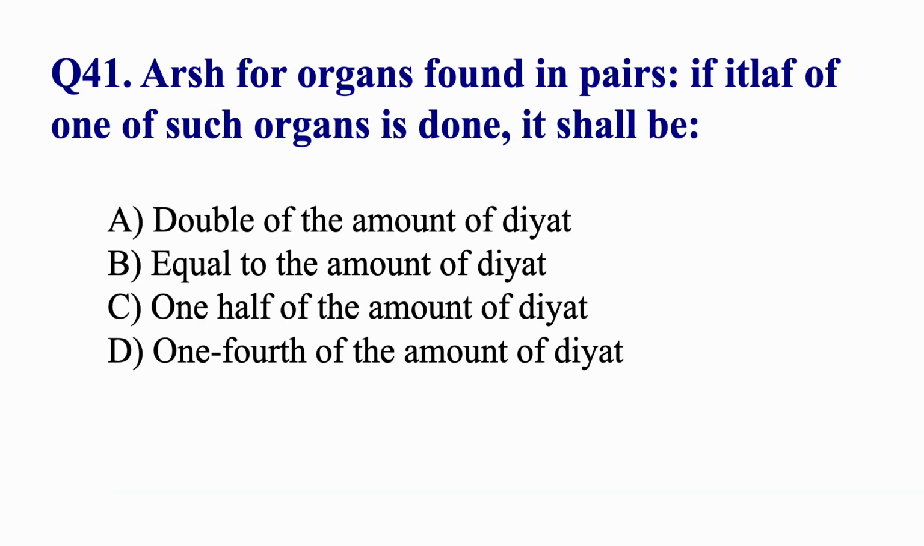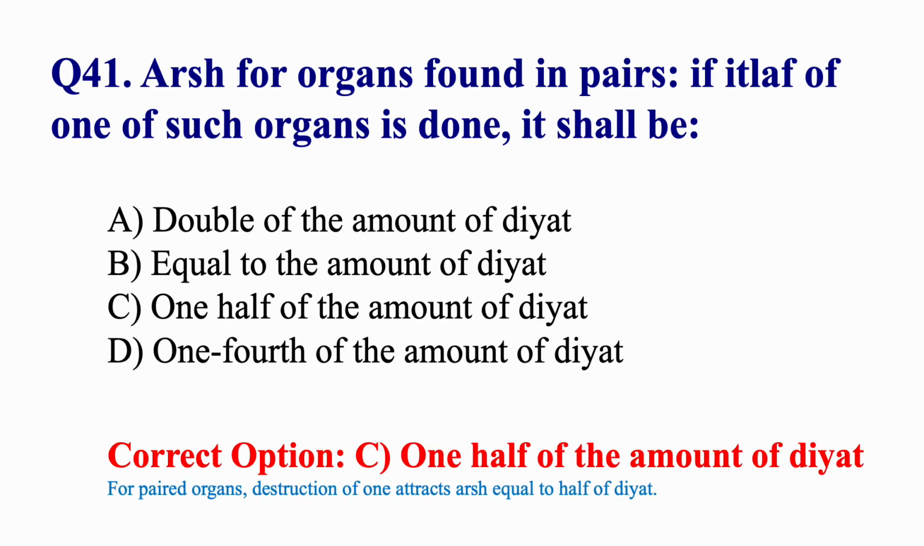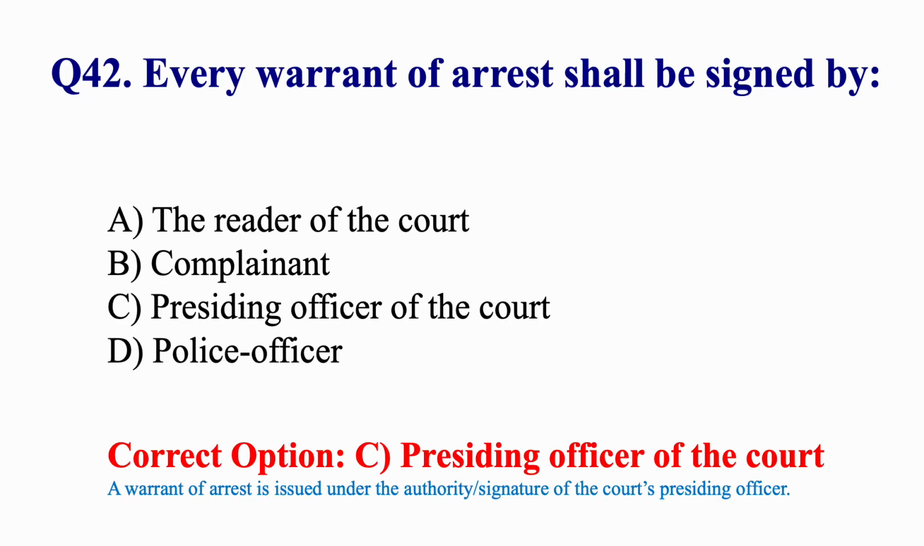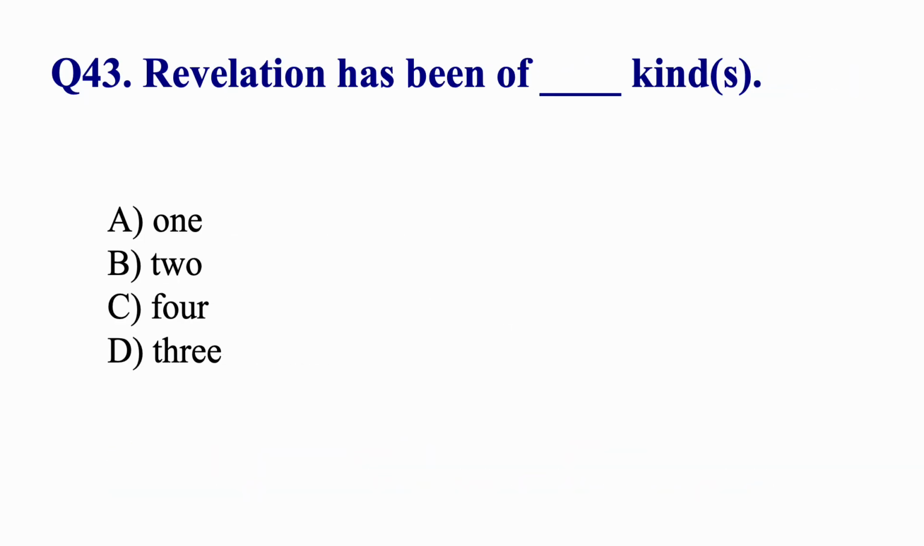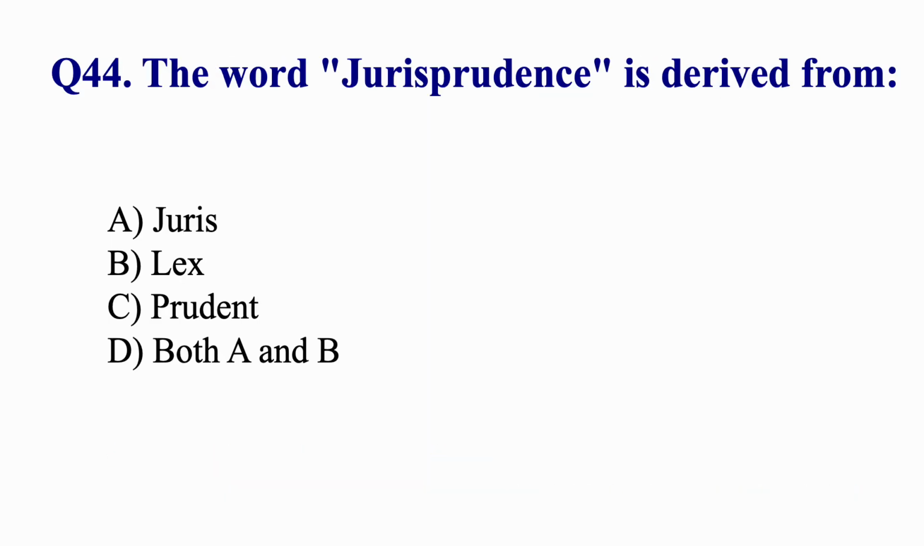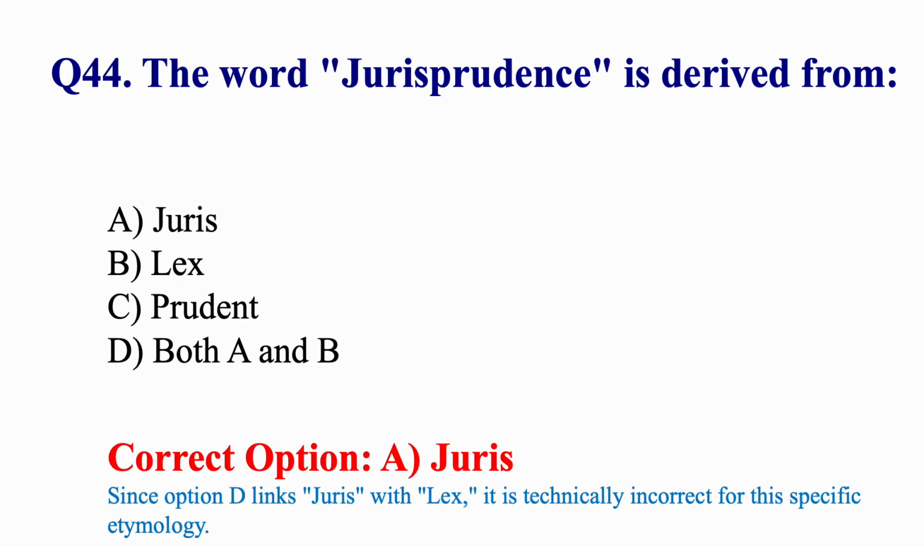For organs found in pairs, if itlaf of one of such organs is done, it shall be 1/2 of the amount of diyat. Every warrant of arrest shall be signed by the presiding officer of the court. Revelation has been of 2 kinds. The word jurisprudence is derived from juris.